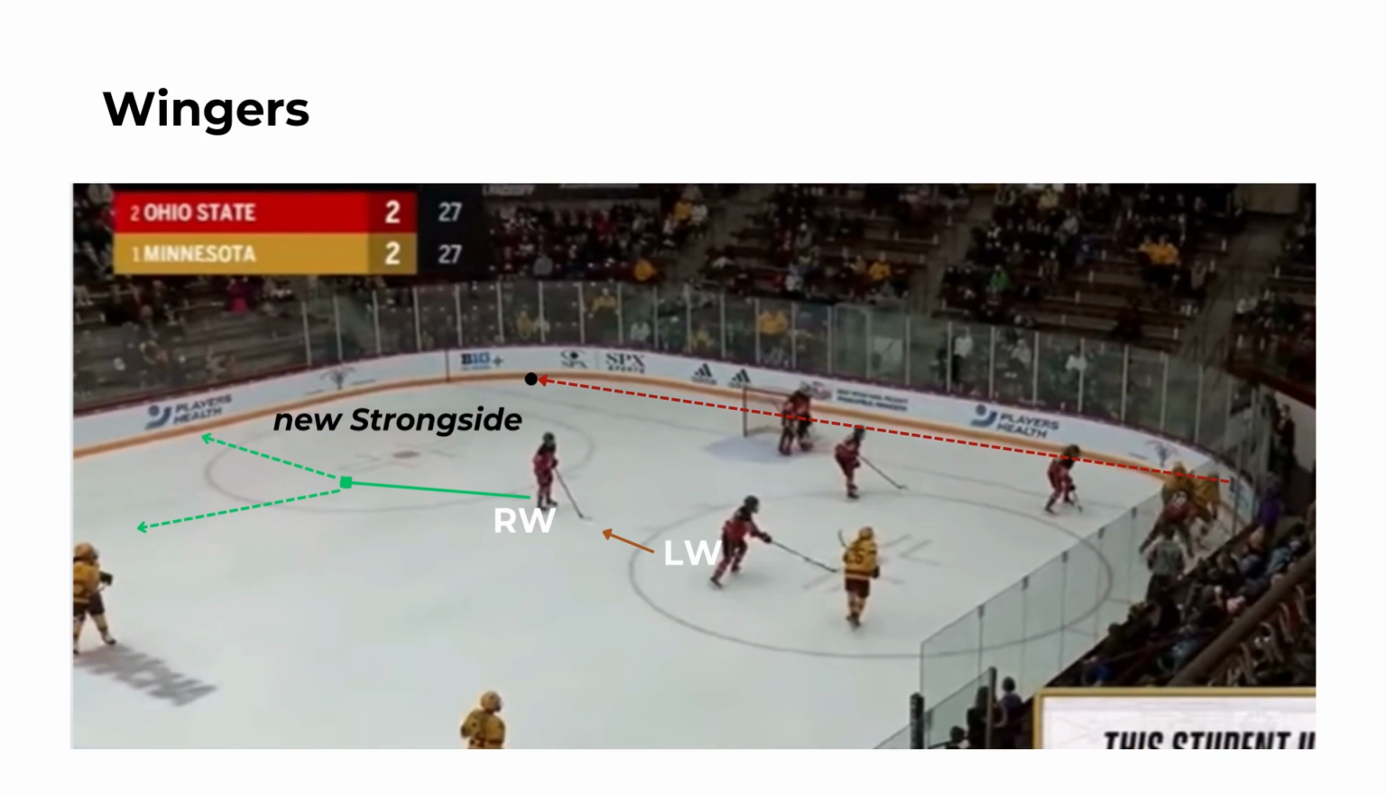Now let's look at the wings. The right wing becomes the new strong side wing when the puck moves over, and we see the right wing should move to the edge of the house, staying above the dots. The two green dotted lines show how the right wing can quickly move to either the half boards or up to the point if the puck goes either of those places. The left wing is now the new weak side wing and moves to the middle of the house, staying above the dots and guarding the high slot.